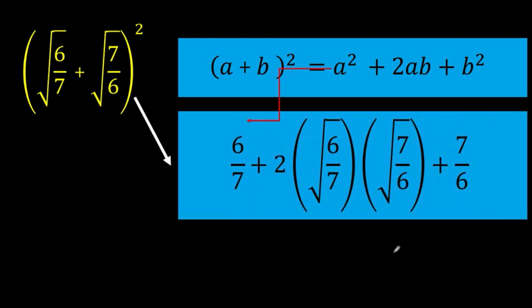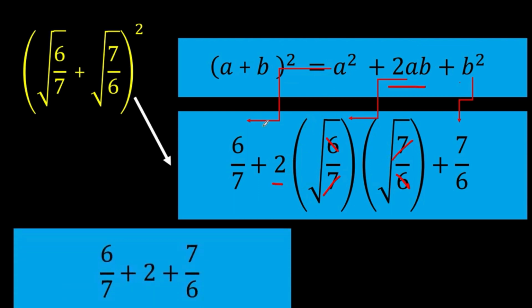So our a would be square root of 6 over 7. So when you square a, that becomes 6 over 7. So we eliminate the radical square root. Then you have here plus 2ab. So you have 2. Your a is square root of 6 over 7. Your b is square root of 7 over 6. And our b squared would be the square of the square root of 7 over 6, which is 7 over 6. But this part here would be equal to 1. And so you are basically multiplying 2 times 1.